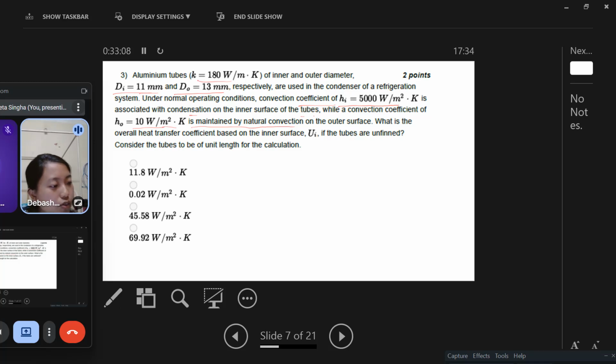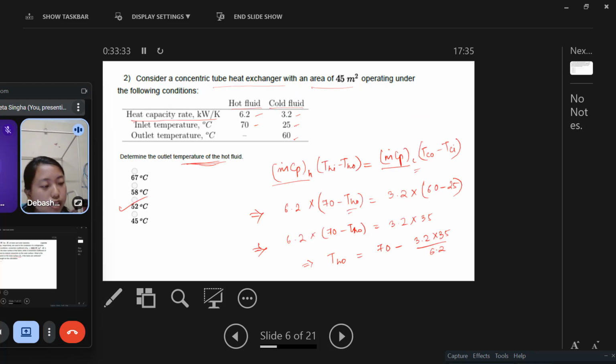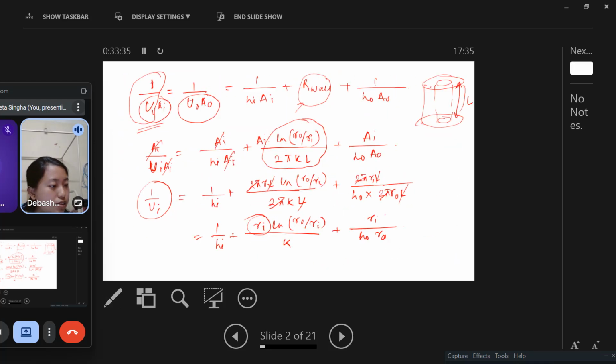What is the overall heat transfer coefficient based on the inner surface? If the tubes are unfinned, consider the tubes to be of unit length for the calculation. So L is simply 1. This is simply a resistance problem. They have asked to find out the overall heat transfer coefficient based on the inner surface Ui. So this is exactly what they have asked.